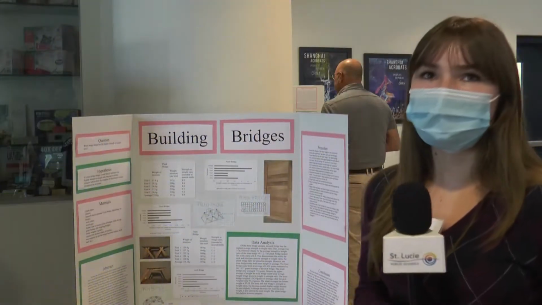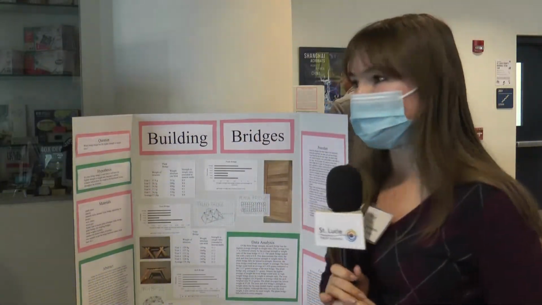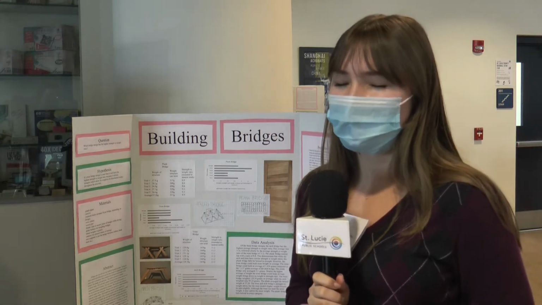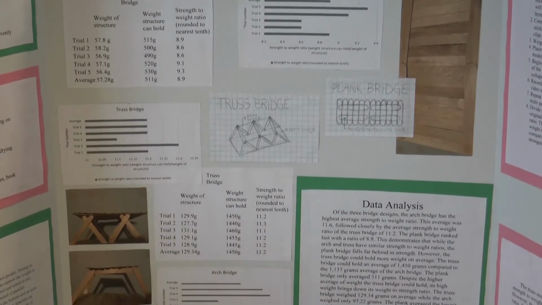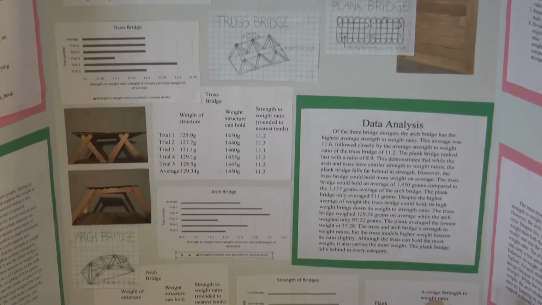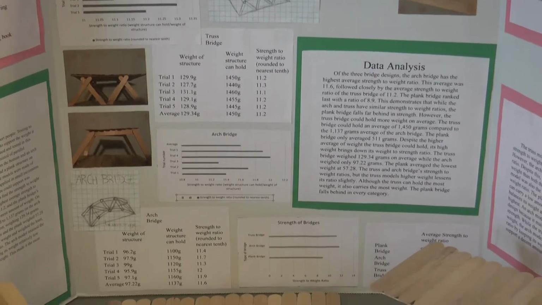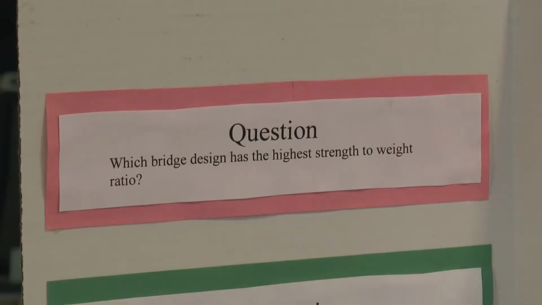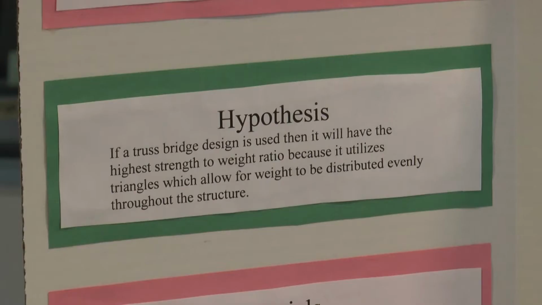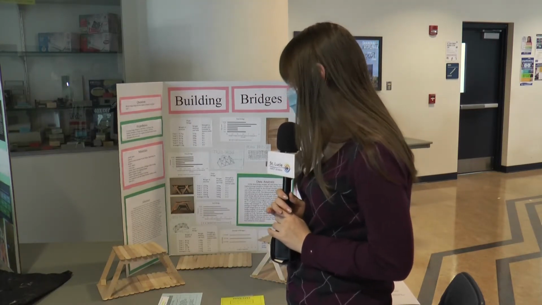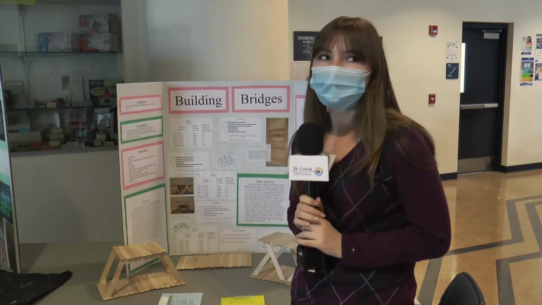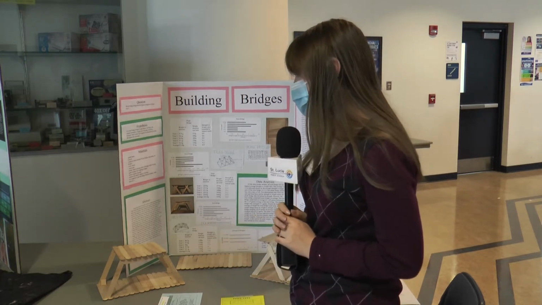My project is called Building Bridges, where I tested 3 different bridge designs to see which one had the highest strength to weight ratio. I basically had the 3 different ones, and I weighed each of the bridges before I broke them, and then I put enough weights on them until they collapsed to find which one could hold the most weight in comparison to its own. This one, the arch bridge, ended up having the highest strength to weight ratio, but the truss bridge could hold more weight overall. This one was just more effective in using its own weight to hold up more.